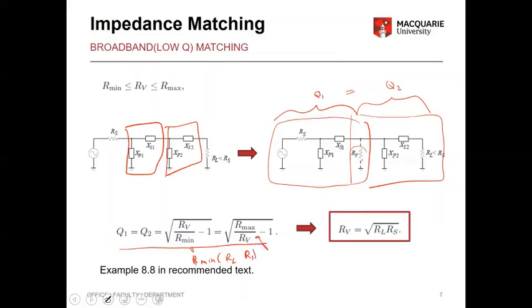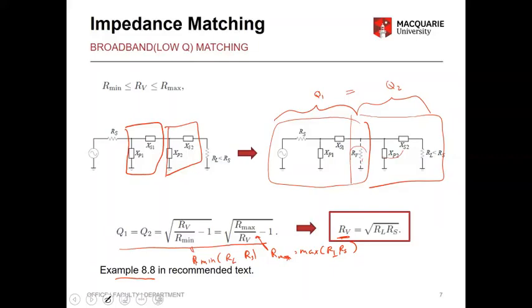So R max is the maximum resistance from RL or RS. So depending on that, you decide what your configuration is here. But regardless, this is your RV. Now, once you do that, you will get a Q with better control and higher bandwidth. So that's an example. Go through the example in the recommended text.